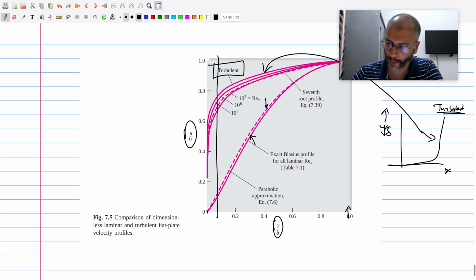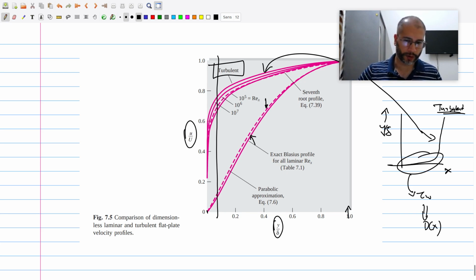So in the lecture tomorrow, we'll analyze the turbulent boundary layer profiles, and from there we'll want to extract the information about the wall shear stress, because remember the aim is to calculate the wall shear stress, and from there we want to calculate the drag as a function of x. So we'll stop here, and I'll see you in the next lecture tomorrow. Thank you.